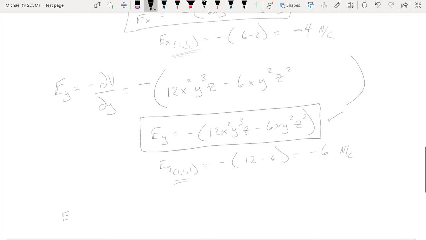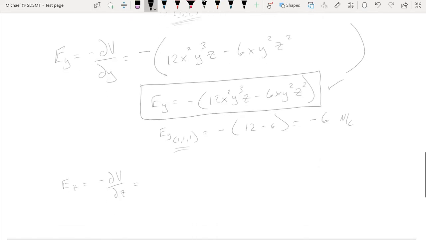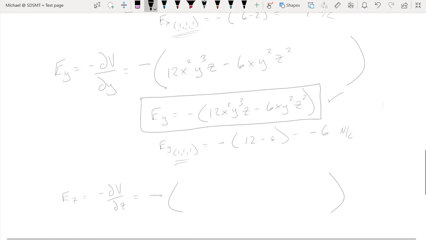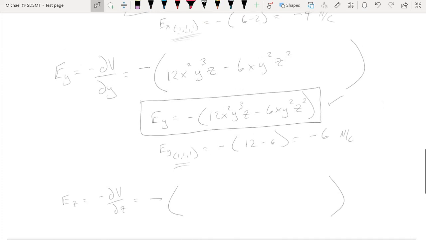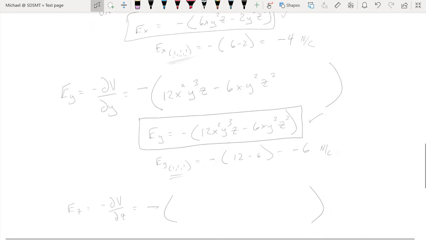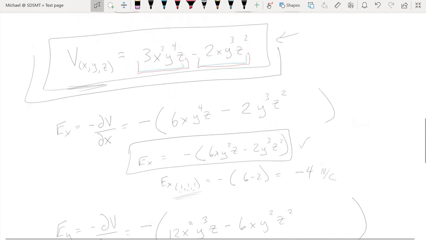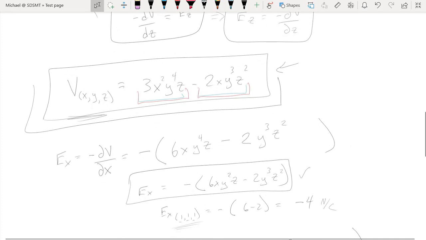And then we need to do this one more time for the z component of our electric field. Again, don't ignore the minus sign that's out front. Put that in right away. But we need one more round of partial derivatives. So we need to take partial derivative of each term.